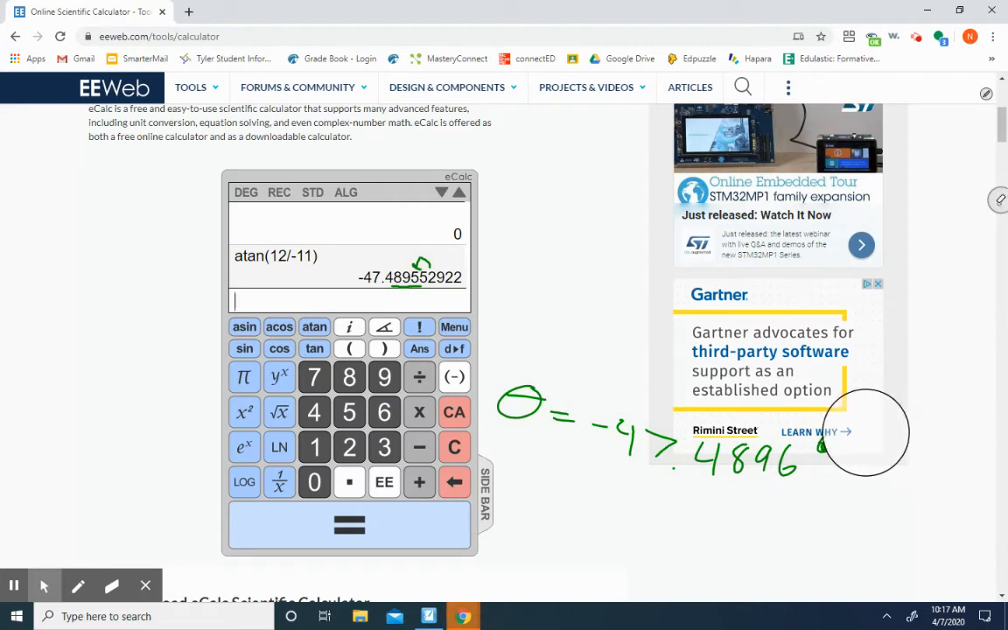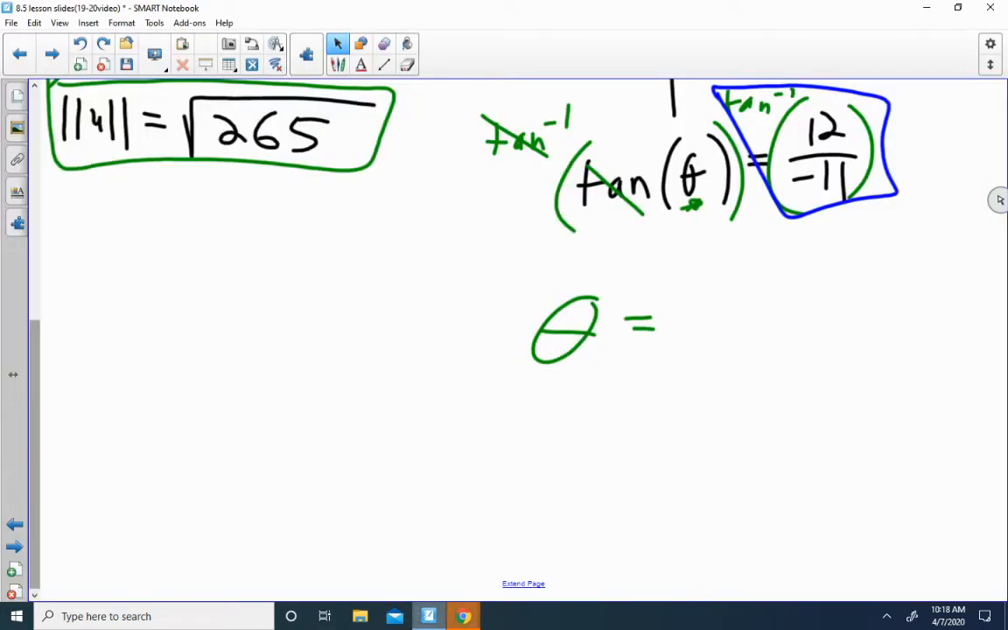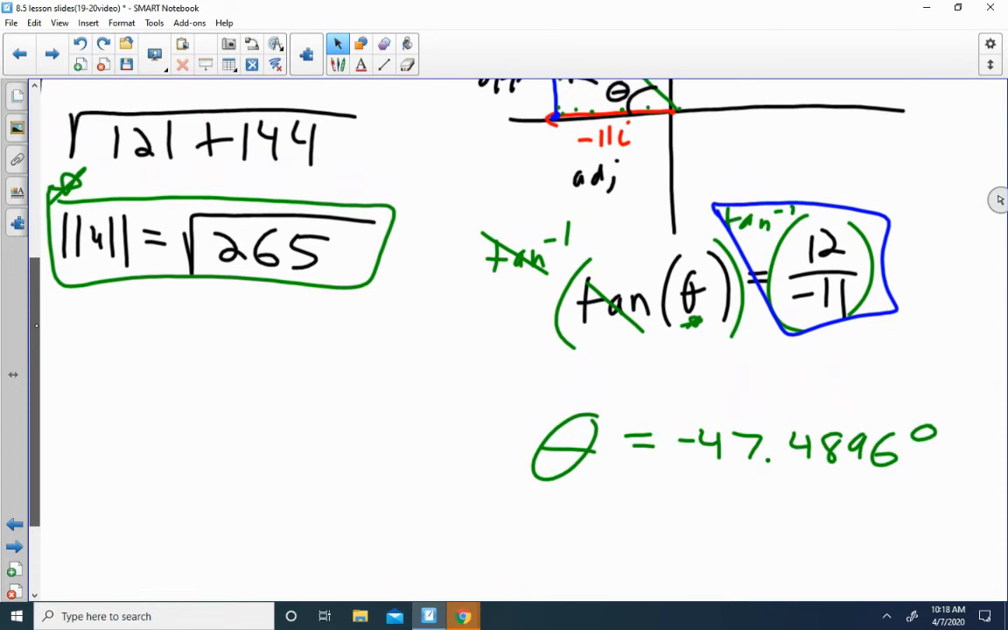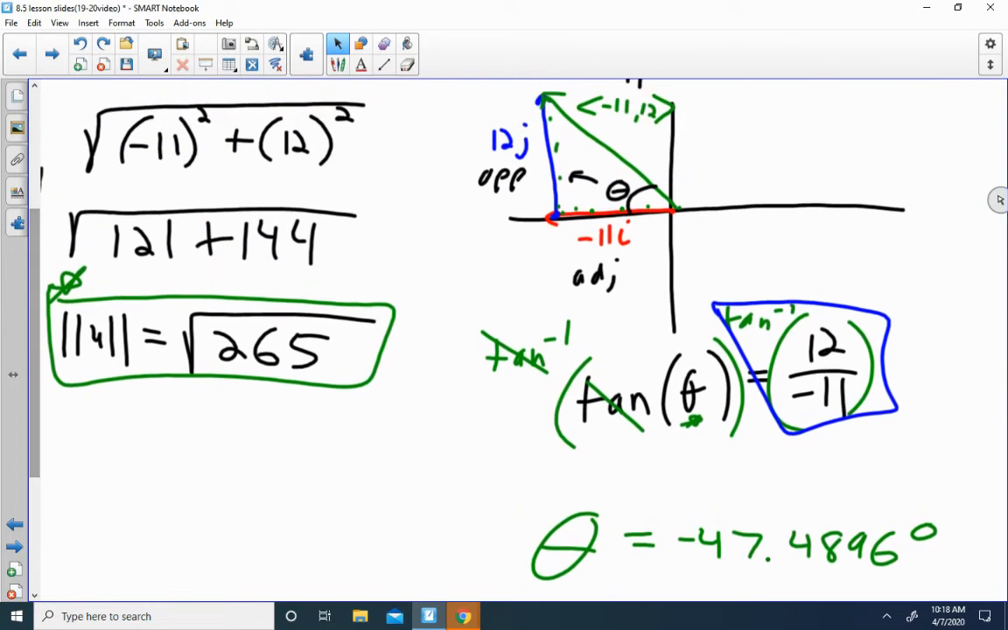And some of you are probably feeling a little uncomfortable because the angle's a negative. Ms. Shulin, something doesn't sound right about that. Are we supposed to get a negative angle? Well, let me tell you what's happening here. It's tangent inverse. Let's think about it. Where is this angle? Where is negative 47.4896 in terms of the graph?